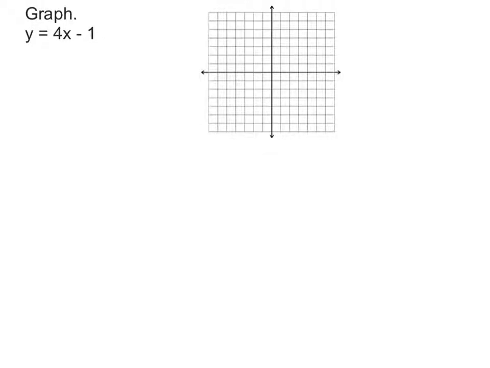So I have the equation y equals 4x minus 1. Now we know it's linear because they're all to the first power. I'm not multiplying variables together. I'm not square rooting anything, etc., etc.